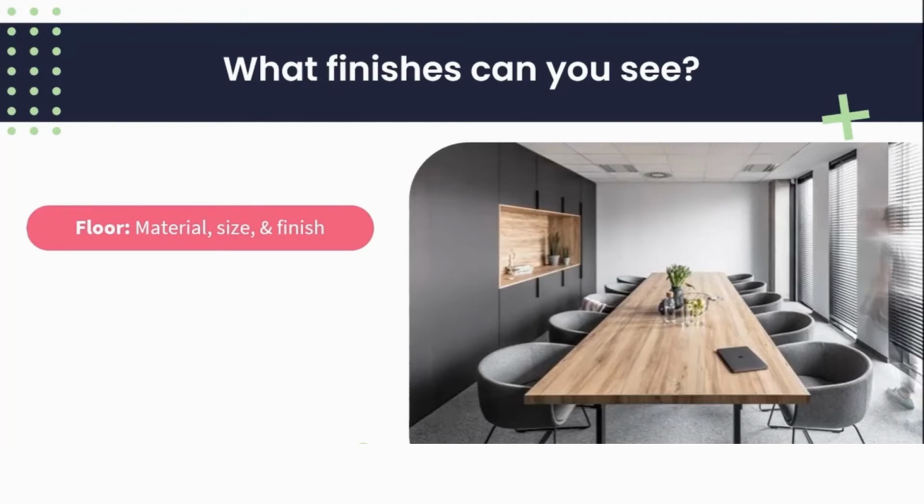So in the case of the example on your screen, the material that we're looking at is a carpet. So the floor finish is a carpeted material. It's a gray carpet from what I can see. The size of this carpet, so now this is a bit of a tricky one. It's a roll-on carpet from what I can see. So it's not a tile-on carpet.